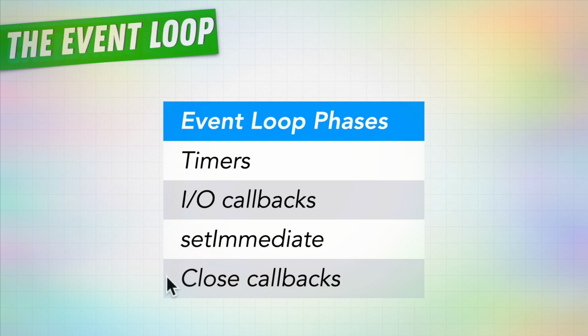A callback for setTimeout would go on the timer queue, while a callback for a file system operation, well, that's input-output, so it would go on the I/O queue, which is responsible for all asynchronous input-output operations. This I/O queue is also known as the poll queue. We'll go through each of these phases in just a second. But before we get there, we need to understand this concept of timers.